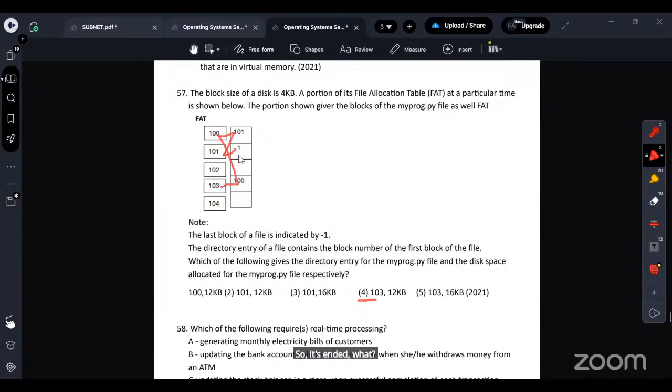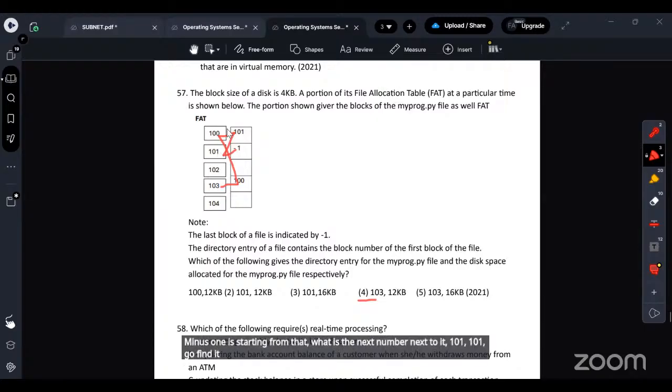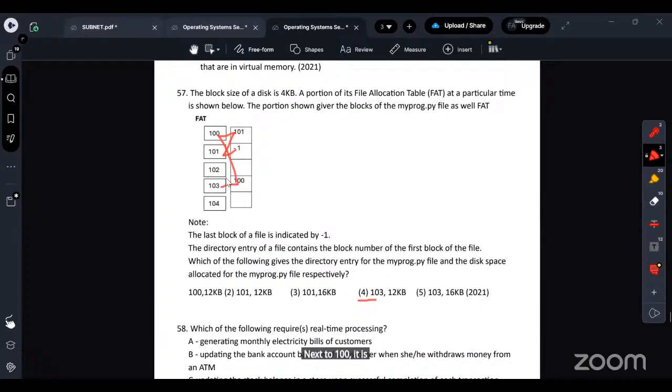103. From -1 is the starting. From that, what is the next number? Next to it, 101. 101, go find it. 101, next to it is 100. Next to 100, it is 103. After that, there's no any number. So that is the directory entry for my program file. And the disk space is 12 KB.